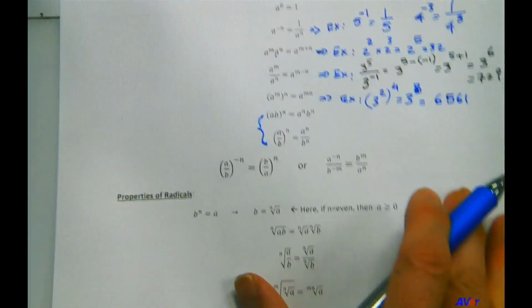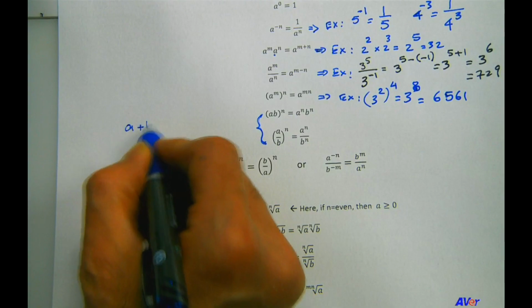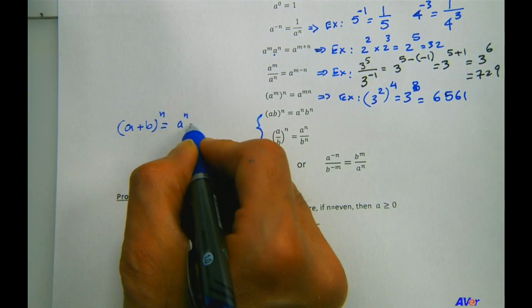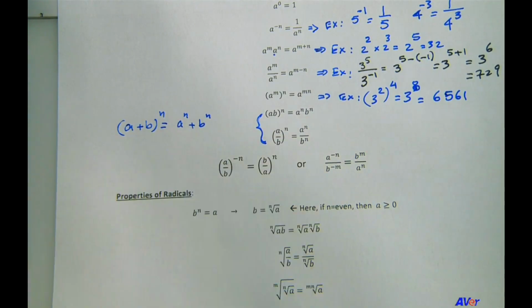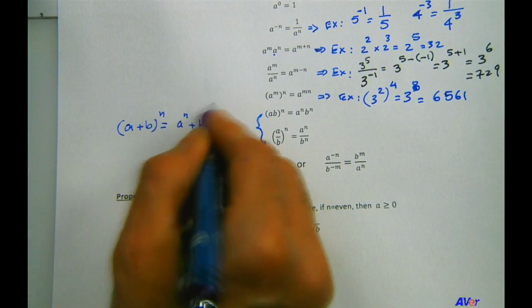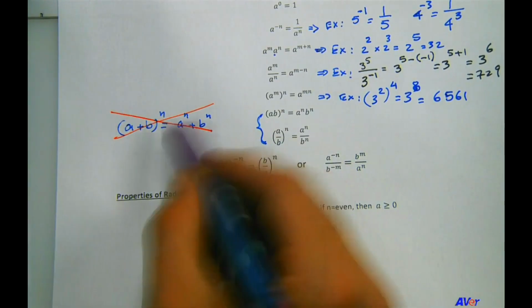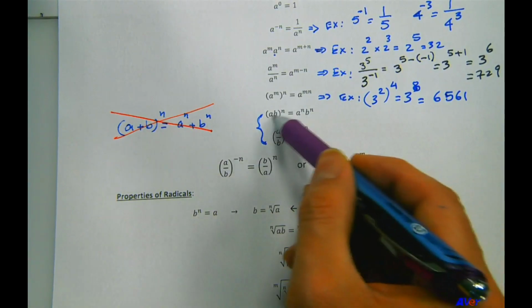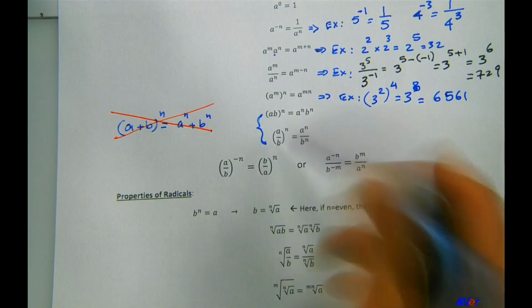So for example, can you say a plus b to the n power equals a to the n plus b to the n? Can you do that? No, because these two terms are being added. The same thing is for the subtraction. So those two rules apply only when the terms on the inside are being multiplied or divided.